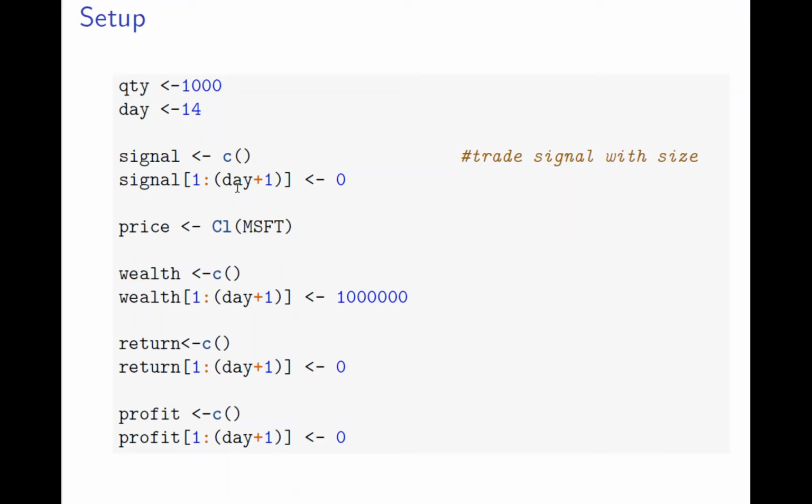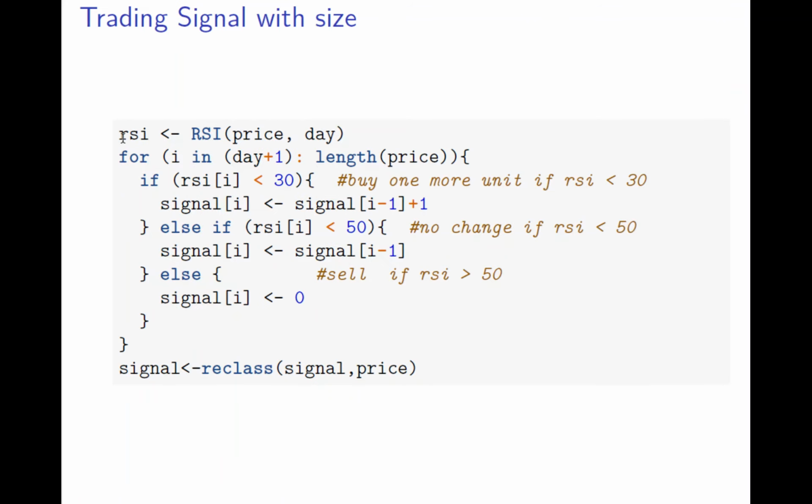This is very standard. The signal for the first 15 days are not there because you need to wait 15 days to get a 14-day RSI. Price, we use closing price of Microsoft. Well, for the no trading, so that's why the first 15 days 1 million. Then the profit, no trading, so that's why they're 0. And with the RSI, the indicator is based on the price, closing price, and 14 days.